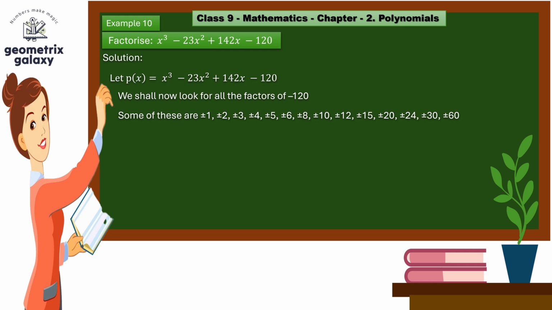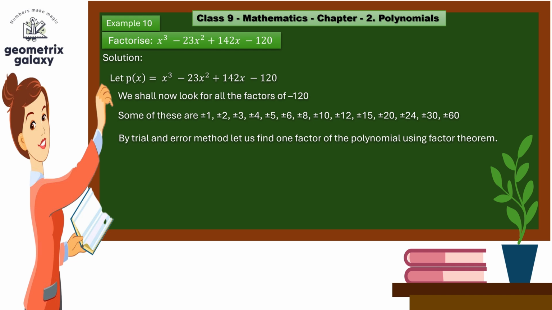Now we are going to find any one factor of this cubic polynomial by the trial and error method using the factors of the constant term. We are going to check the value of p of 1. If p of 1 is equal to 0, then x minus 1 is a factor. If p of 1 is not equal to 0, then we will try with p of minus 1, then with 2, then with minus 2, etc. until we get a factor.